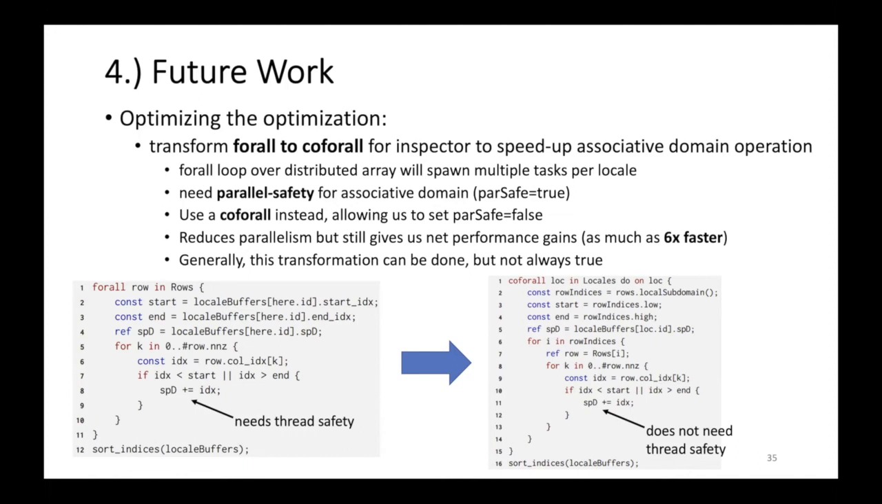So we can turn off thread safety, which we found gives us as much as a 6x improvement in the runtime of the inspector, which was surprising to us because we're actually reducing the total amount of parallelism by doing this in a coforall loop. And generally, this transformation from a forall to a coforall can be done, but it's not always true. So as we move towards doing things in the compiler, this is something we're going to have to consider when this is actually a valid thing to do.